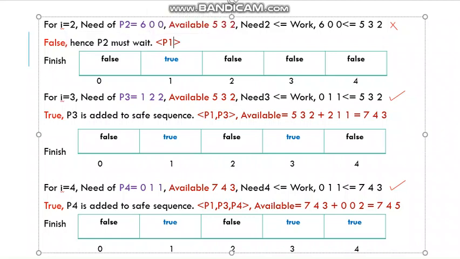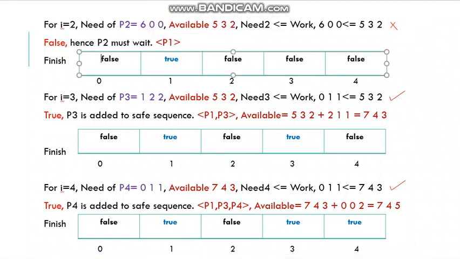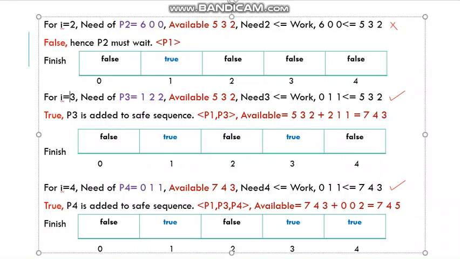So the safety sequence is only P1, and our finish is not updated for P2. Only the first process is executed, hence only it is true. So we'll go to the third process and see how much is allocated: 122. Available is 532 because it is not updated. The need of the third process is less than work. Yes, available is 532. Then check: 0 is less than or equal to 5, 1 is less than or equal to 3, 2 is less than or equal to 2. Yes, we can allocate now. So P3 is now added to the safety sequence.